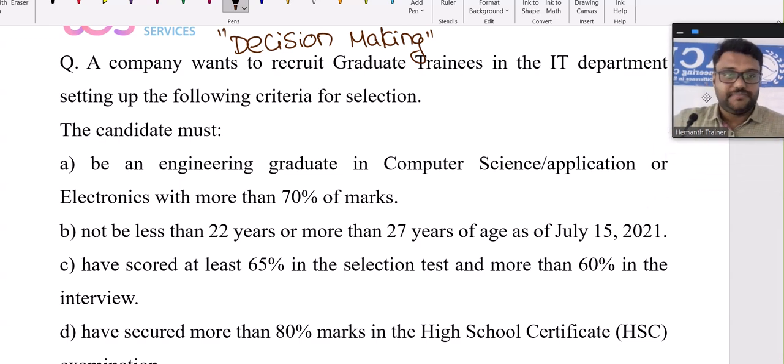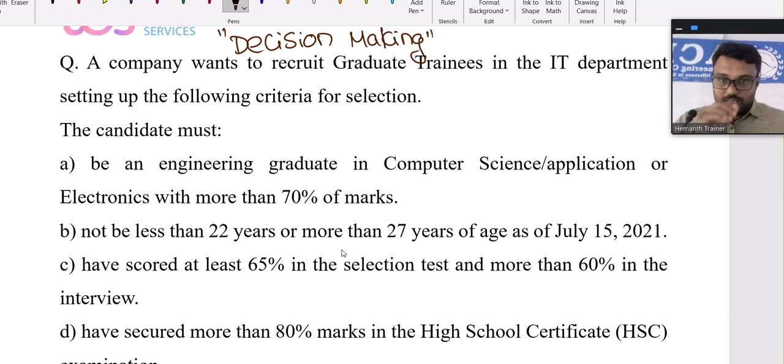Next condition, age. When you see any government jobs, you can find this condition. Definitely regarding age, they'll put a range. You must be in this range of age. So less than 22 years not allowed, more than 27 years not allowed. With respect to 2021, not 2024, they've given a certain date. With respect to that date, your age should be not less than 22, not more than 27.